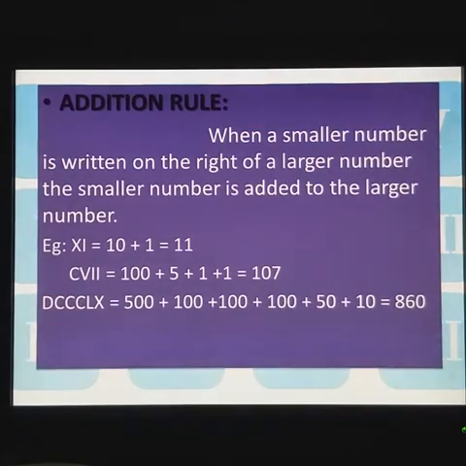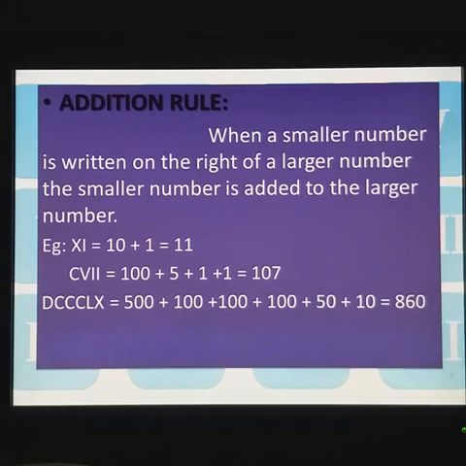Second is the addition rule. When a smaller number is written on the right of a larger number, the smaller number is added to the larger number. For example, XI. The value of X is 10 and the value of I is 1, which is smaller than X. And it is written on the right side of X. So we are going to add the value. That is 10 plus 1 will give you 11.